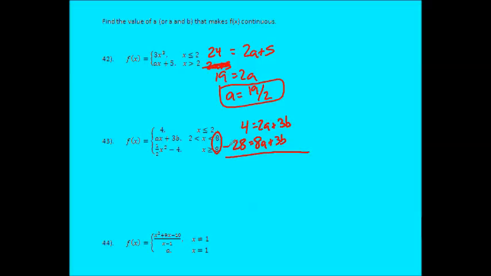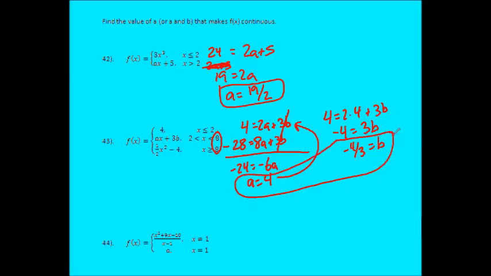I'll solve by just subtracting the 2 equations. 3 b's will cancel each other out. 4 minus 28 is negative 24. And 2a minus 8a would be negative 6a. Divide both sides by negative 6. A should equal positive 4. And then we plug back in. So 4 equals 2 times 4 plus 3b. So that equals 8, subtract it over. Negative 4 equals 3b. So negative 4/3 is your answer for parameter b. So your full answer is that right there. A is 4, b is negative 4/3.